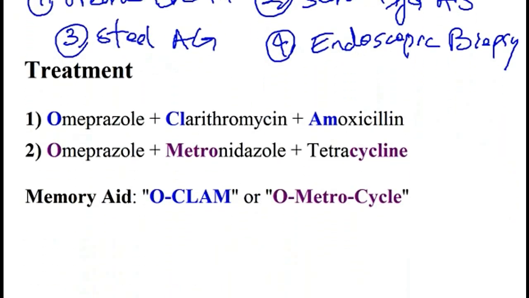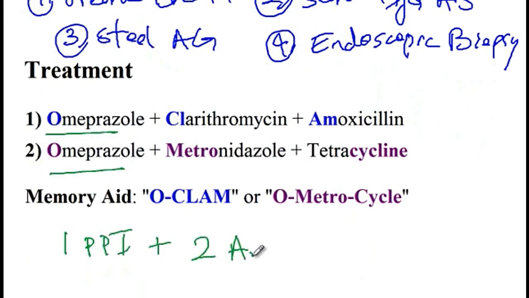For the treatment, what you will have to do is provide 1 proton pump inhibitor, like for instance omeprazole, plus 2 different antibiotics. So here are the 2 selections that you can have, the 2 choices of medications that you can prescribe. I've come up with a memory aid for you.